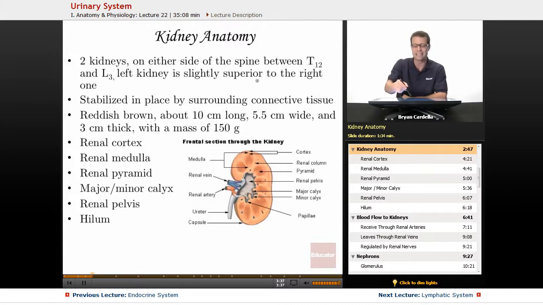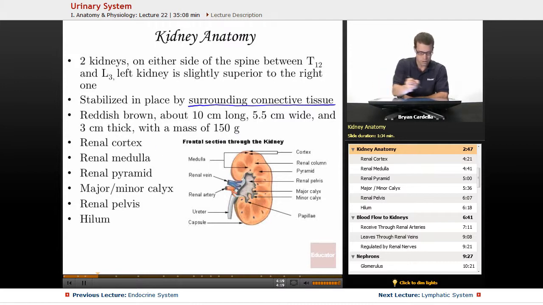But the left kidney is slightly superior, slightly higher than the right one. They are held in place by surrounding connective tissue, and that surrounding connective tissue includes the peritoneum, and it's a nice wrapping around abdominal organs that keeps them in place. And there are other neighboring organs that help keep them in place. They're reddish brown. The reddishness, of course, is because of the high blood flow. There's a lot of blood going to your kidneys every second of the day. They're about 10 centimeters long, 5.5 centimeters wide, and about 3 centimeters thick, with a mass of about 150 grams each.